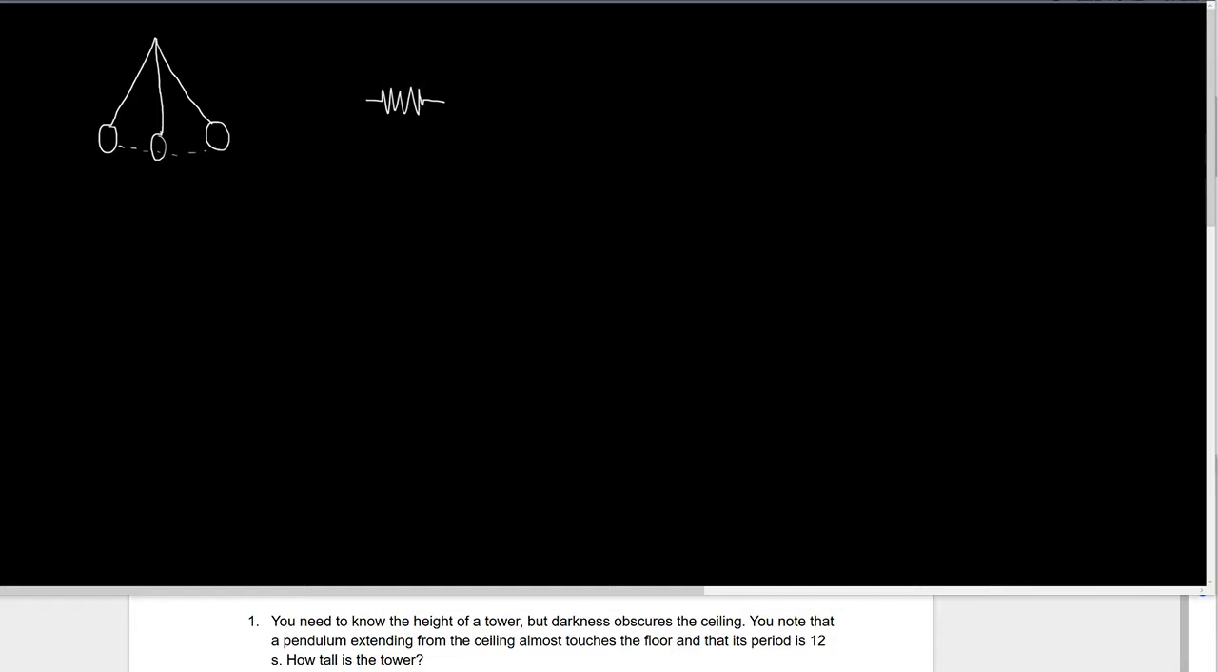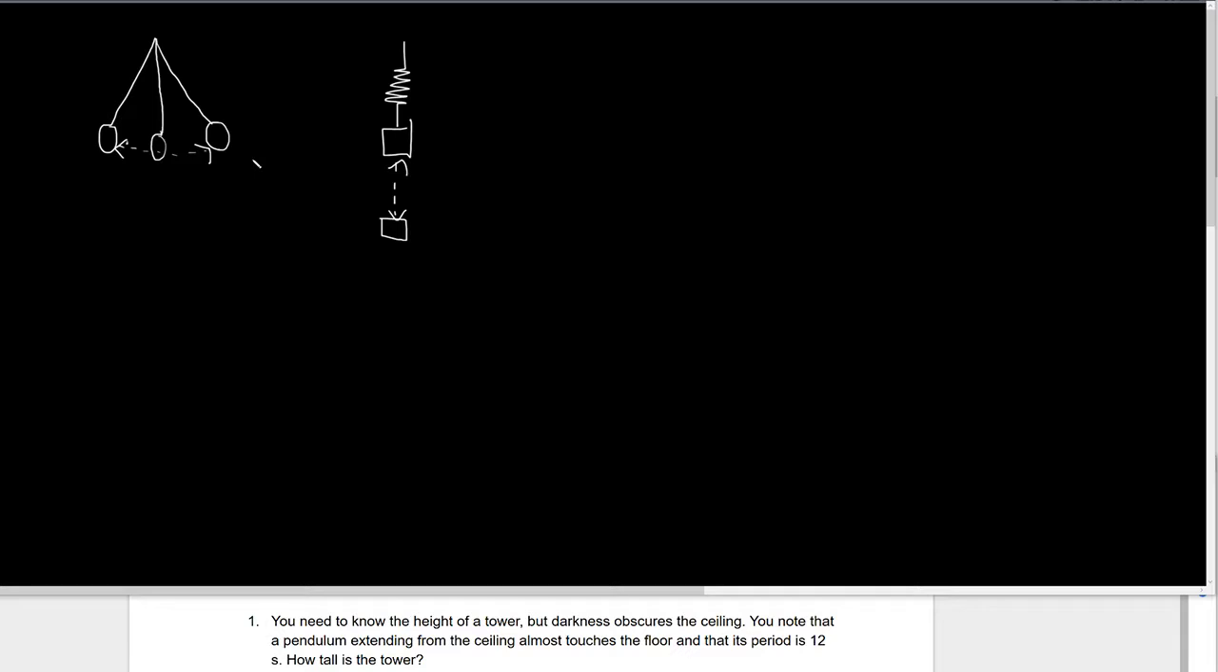Actually, let's make the spring go up and down. There's a mass that I just suspend from the spring. When I let it go, it's going to drop down, and then the spring is going to pull it back up. And it just moves back and forth in this direction, just like a pendulum swings back and forth along its arc.